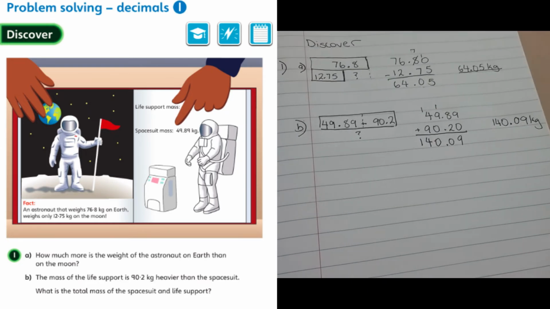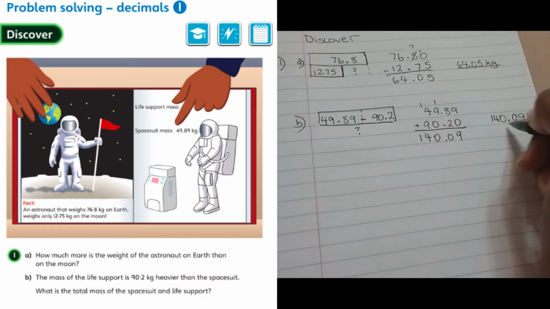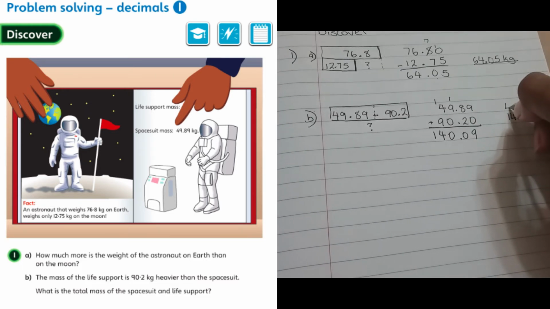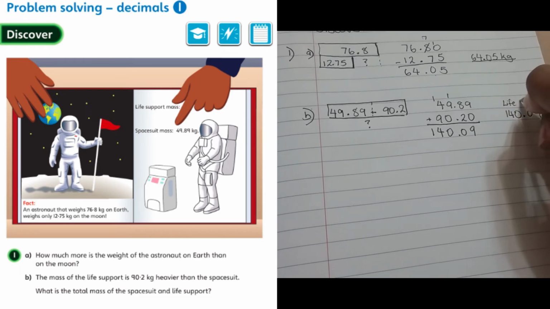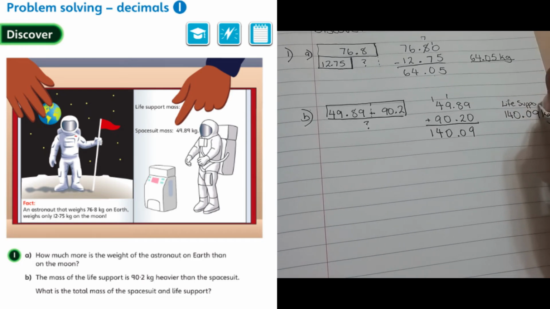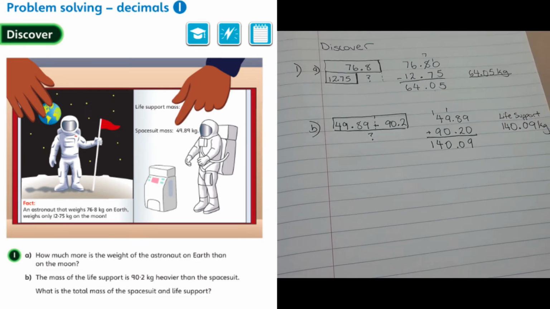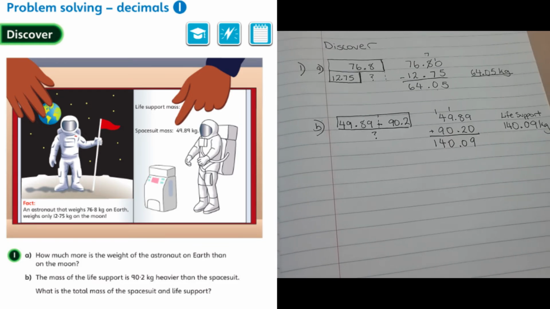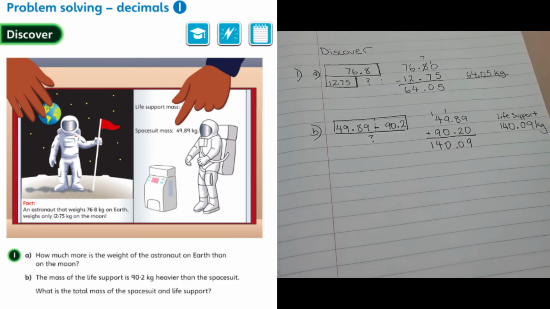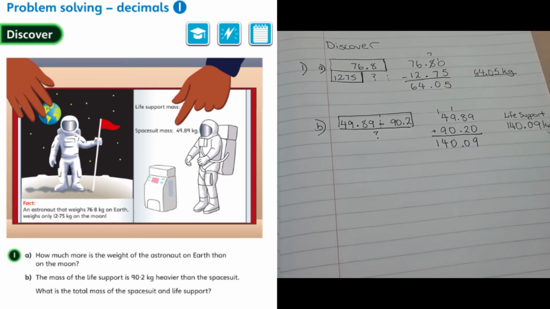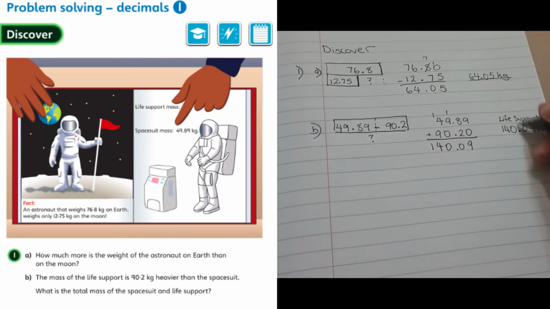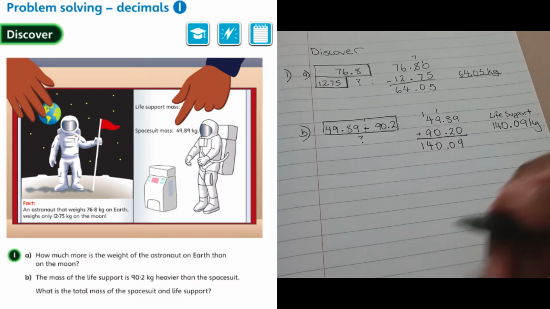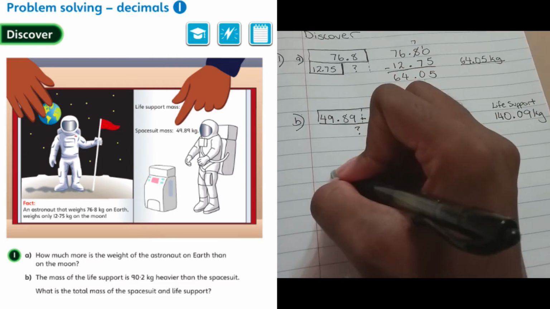So the mass of the life support is 140.09 kilograms. I'm going to label that here because this is not my final answer. Why? They don't ask me what's the mass of the life support. They ask me what is the total mass of the spacesuit and life support. So what do I need to do now? Well, I have the mass of the life support and the mass of the spacesuit is in the book. So all I have to do is add them together to find the total.